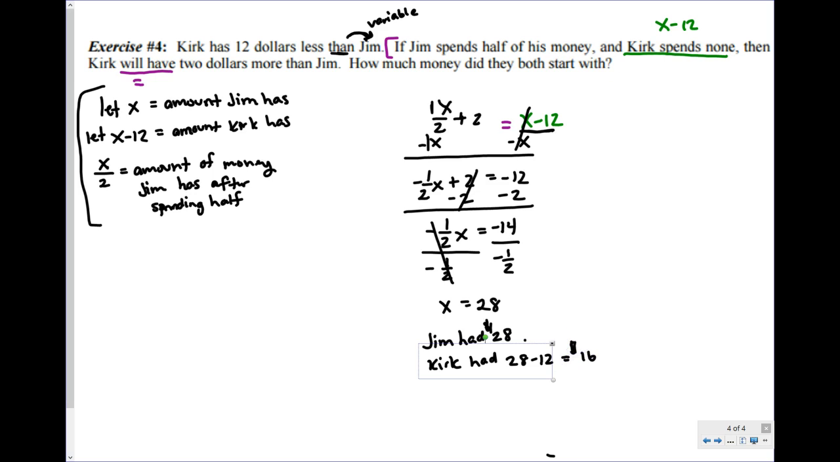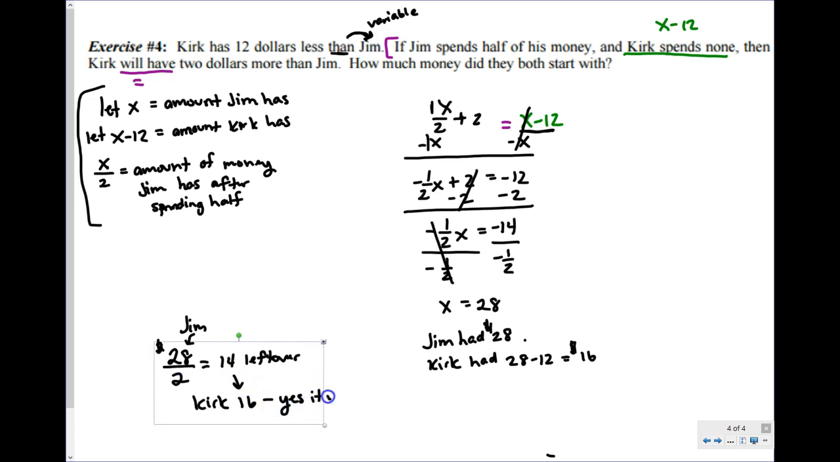And does this make sense? If Jim spends half, so let's say here's Jim's money, right? That's Jim. He spends half. Boom, cut your money in half. That means that he's got $14 left over. Kirk still has 16. Is that 2 more? Does he have 2 more than Jim? Yes, it works out. So this is like our check right here to see if our answer makes sense.